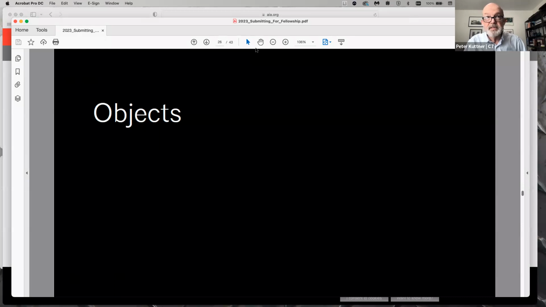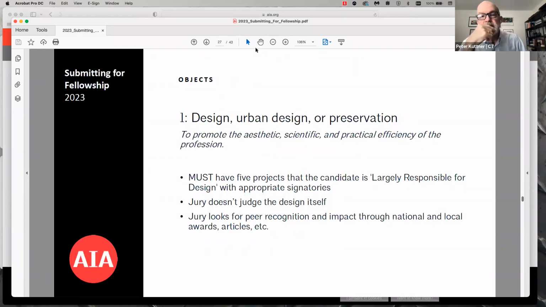So there's 6 objects. The first one was design, and all the objects have evolved, some of them into separate subsets. So in design, it now includes design as a standalone, urban design, and historic preservation. And if you're going in design, it has to be your projects. You weren't just a project architect or something on that. This is what I was saying earlier, though. They're not evaluating whether it's good design. They would rather see an article about the building or awards that it won nationally or regionally or locally.